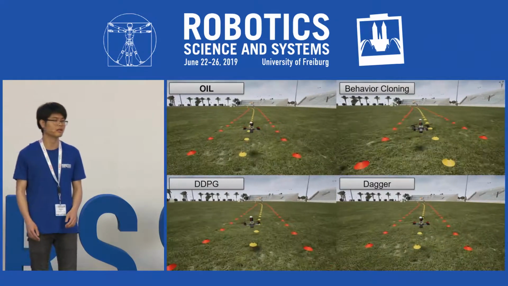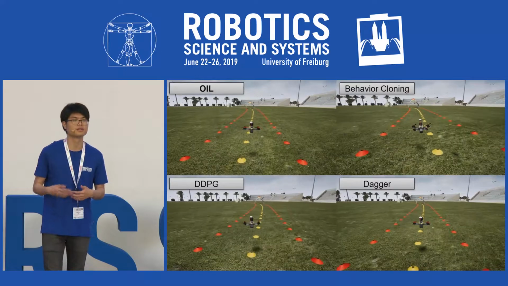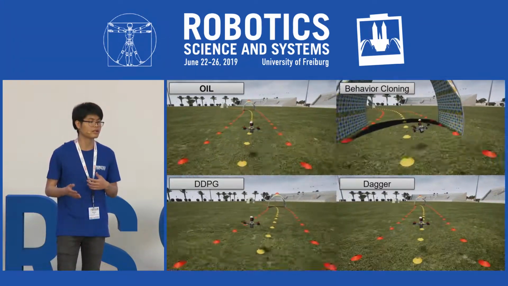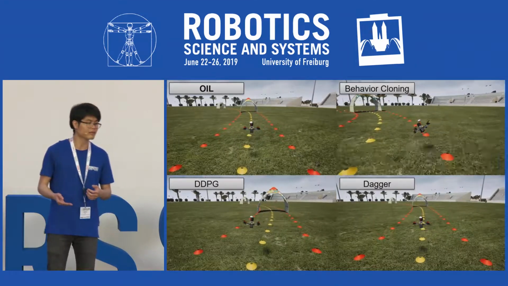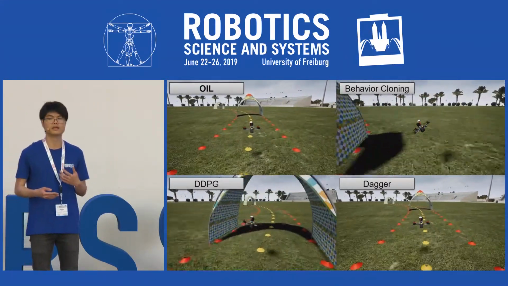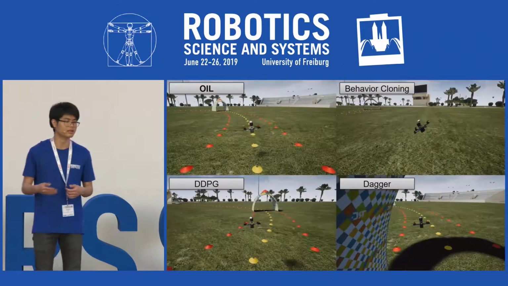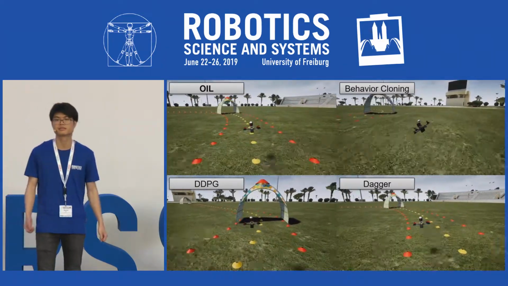Here is the result of UAV racing. We can observe a similar phenomenon here. Behavioral cloning learns to fly very aggressively. The DDPG one learns to fly very noisily, and the DAgger one learns to fly very slowly.